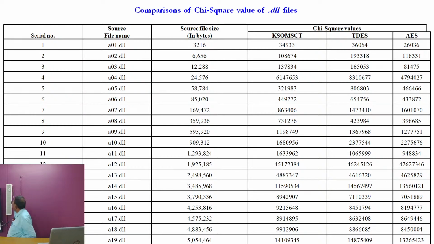You see these are the chi-square values. We have compared the chi-square values with Triple DES and AES. So we know here the two famous methods, AES and Triple DES. Here you see some networks are almost at par with those in terms of the chi-square values.